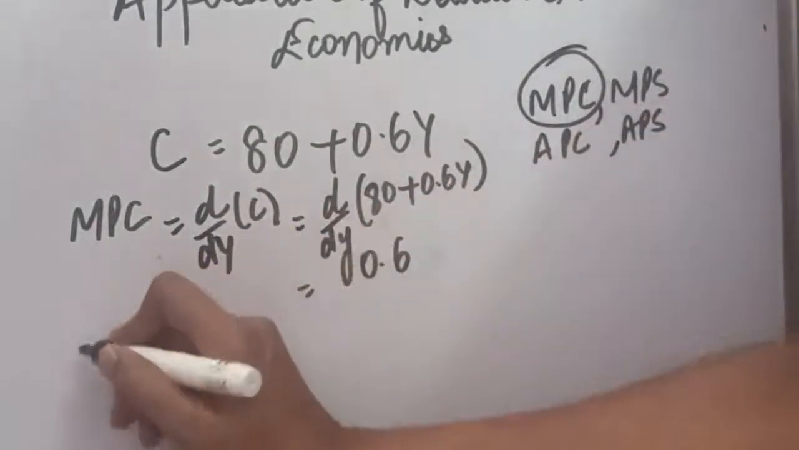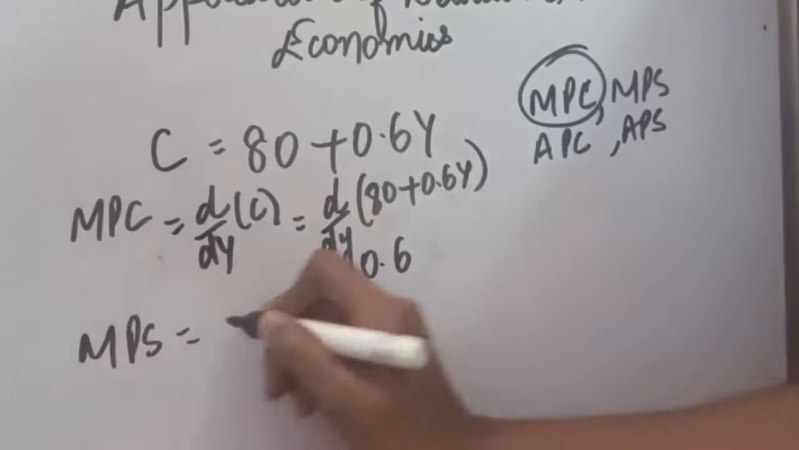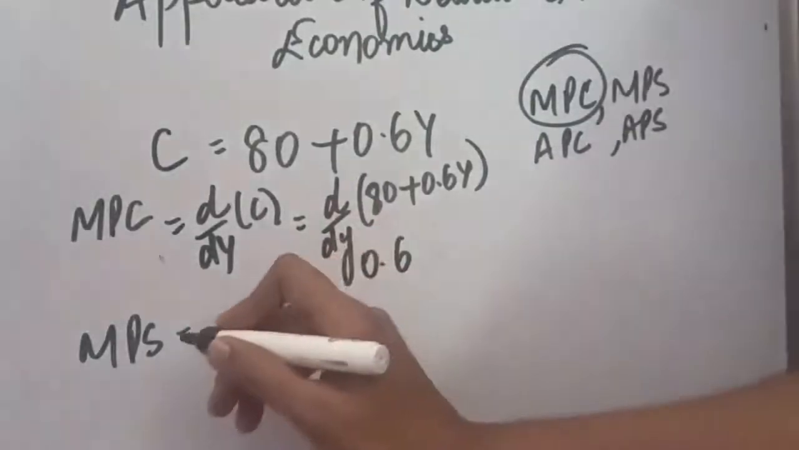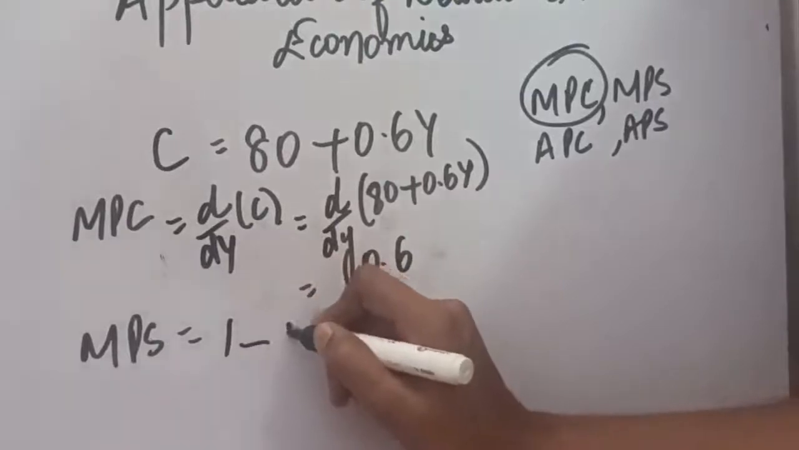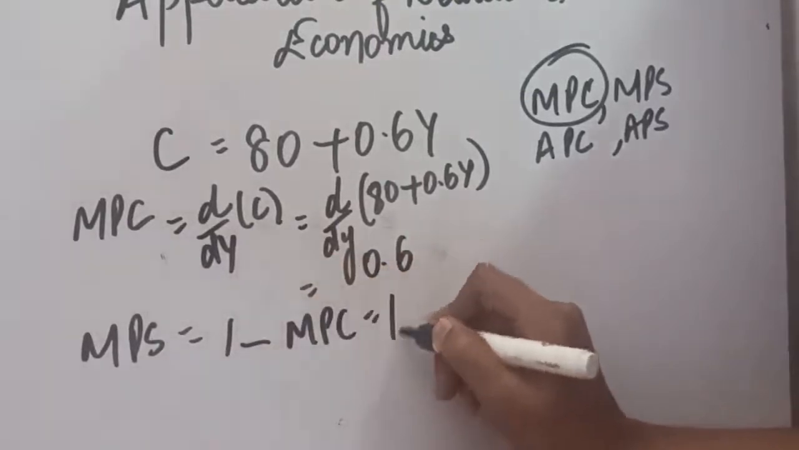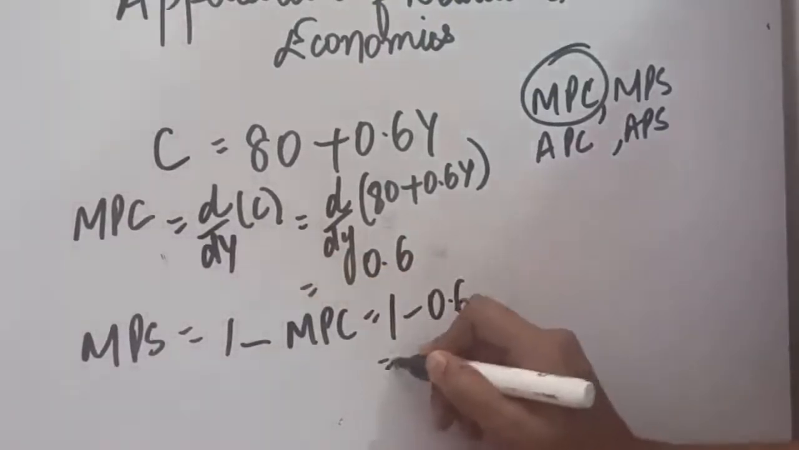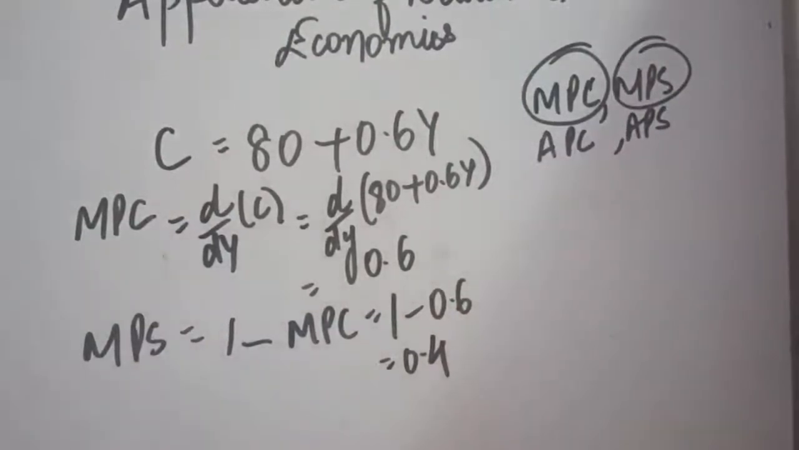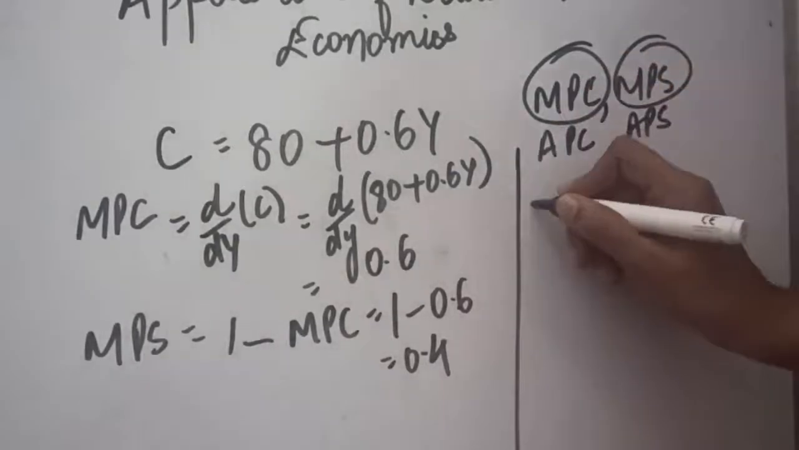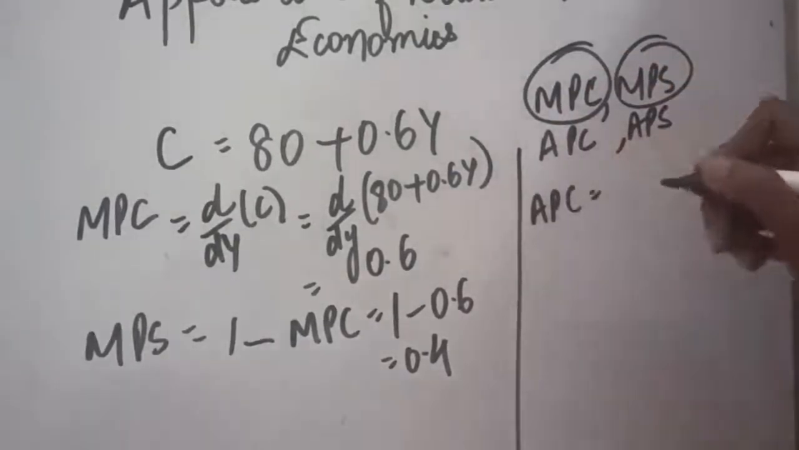Now to calculate MPS, we have seen in the formulas that the sum of MPC and MPS is 1. So we can deduct MPC from 1, that is 1 minus 0.6. So 0.4 will be our MPS, marginal propensity to save.